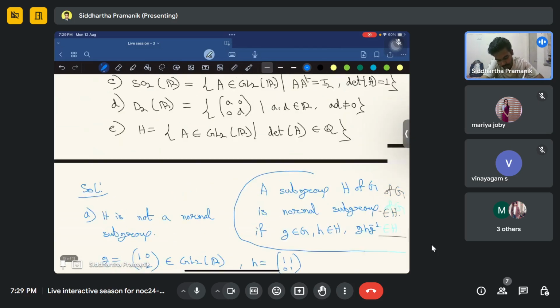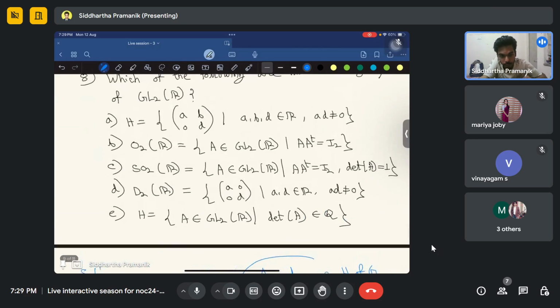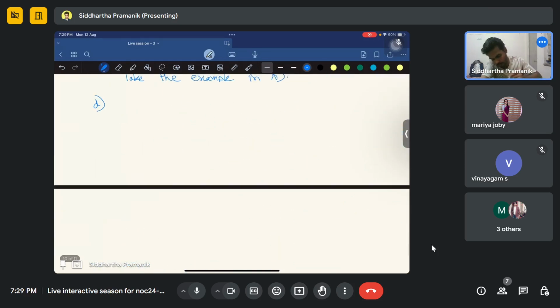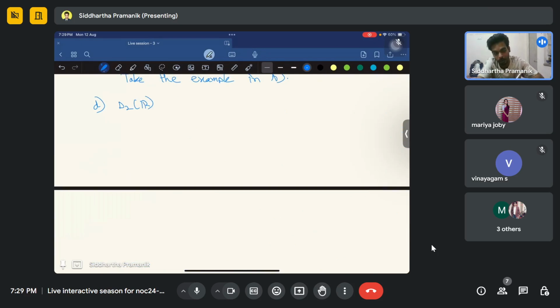So D2R is the set of all 2 by 2 invertible diagonal matrices over R. It is already a subgroup, as we have seen. But it is not a normal subgroup. So D2R is not a normal subgroup.